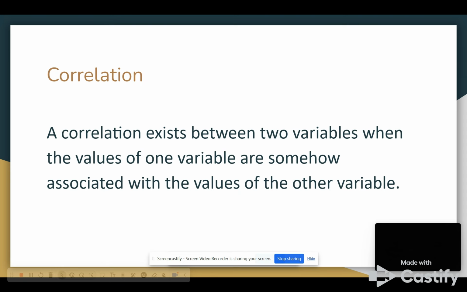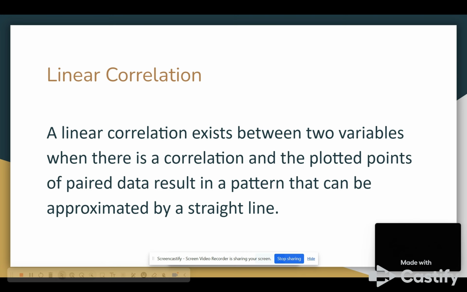So sometimes there is no correlation. If we see our graph kind of scattered everywhere, there's no trend, there won't be a correlation. However, a lot of times we'll see a positive trend or a negative trend, meaning as x increases, y increases for a positive, and for a negative, as x increases, y decreases.